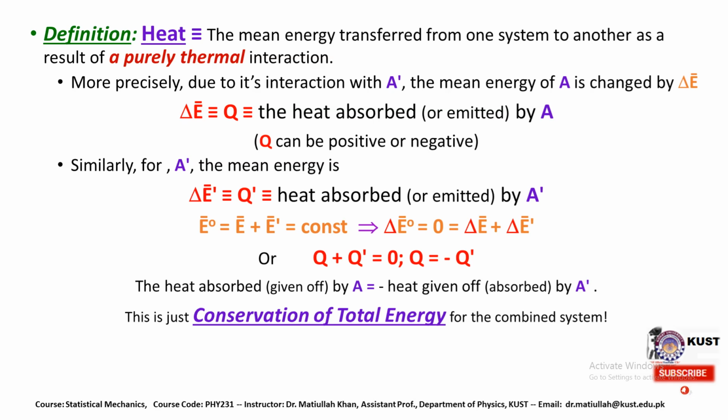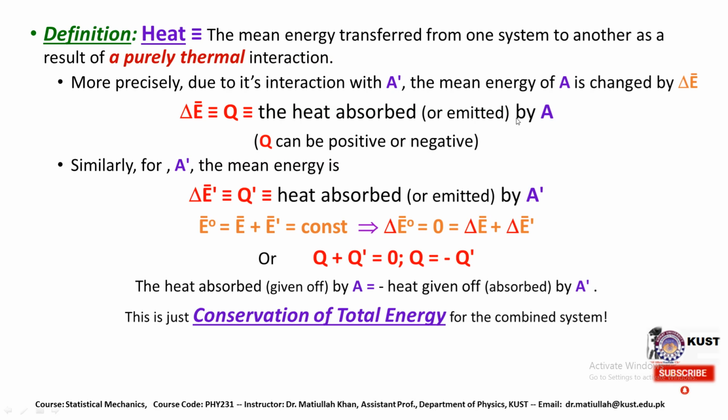So we need to define heat, that is actually the mean energy transferred from one system to another as a result of a purely thermal interaction, and more precisely due to its interaction with A dash, the mean energy of A is changed by an amount del E, and del E is equal to Q, that is actually the heat absorbed or emitted by system A. And the magnitude Q should be positive or negative depending on the situation.